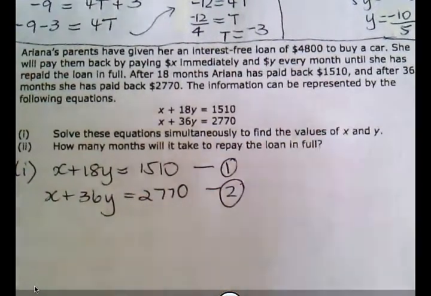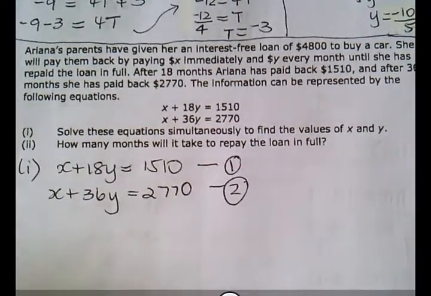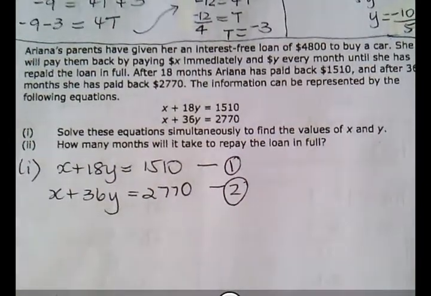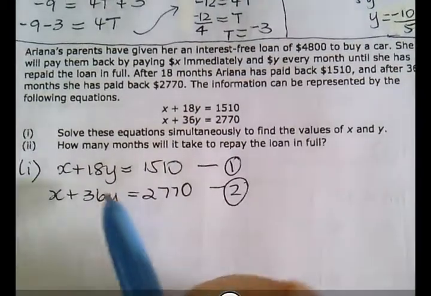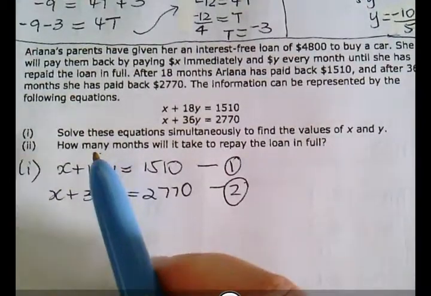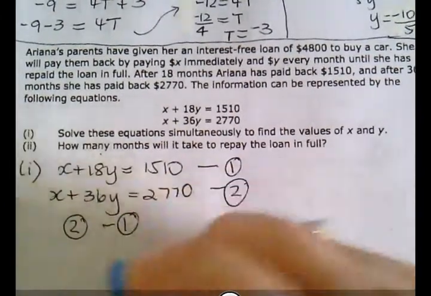Equation 1 and equation 2. Be careful, girls. See how all the numbers in equation 2 are bigger than those in equation 1? It's always better to do big numbers, take away small numbers. Are you going to add or subtract these equations? Subtract. So we're going to subtract the equations, but I would not do equation 1 minus 2. I'd do equation 2 minus 1 because 36 take away 18 is 18 and 2,770 take away 1,510 is positive as well. So equation 2 take away equation 1.